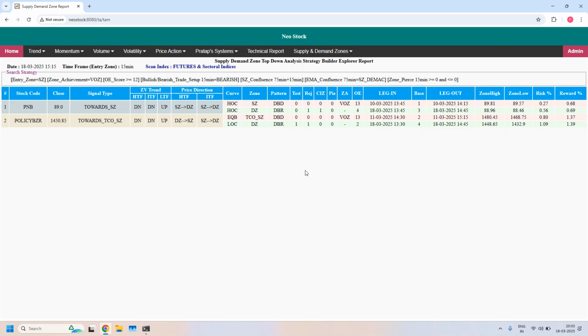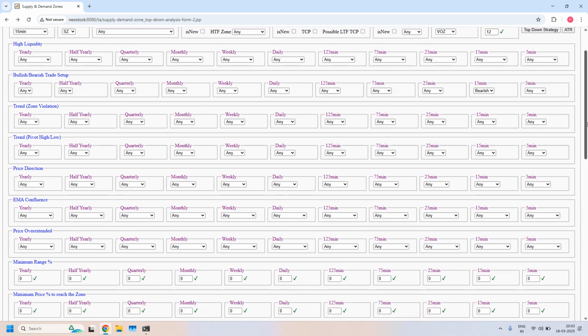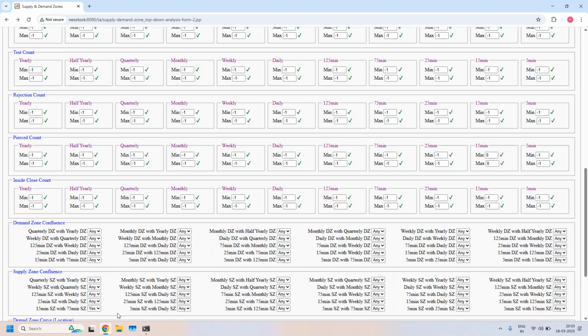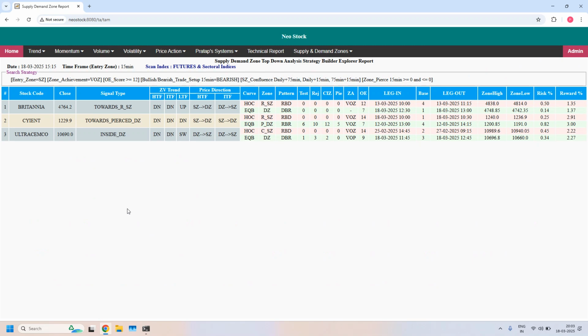Okay, next we will filter based on LTF, ITF and HTF supply zone confluence supported stocks. So removing the EMA filter, in the supply zone confluence we should set 3 filters. The first filter is already enabled, that is 15 minutes with 75 minutes supply zone confluence. Next, 15-minute supply zone with daily supply zone confluence, and 75-minute supply zone with daily supply zone confluence. With all the 3 filters, we got 3 stocks.